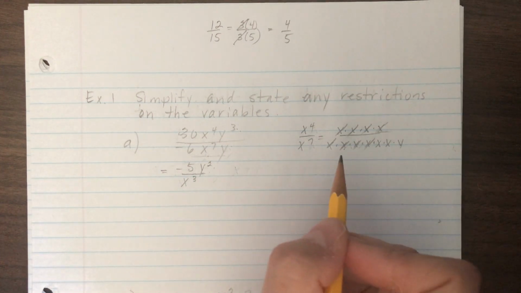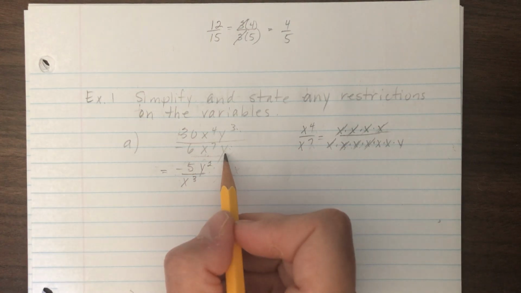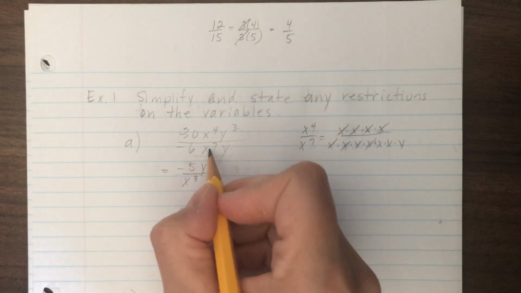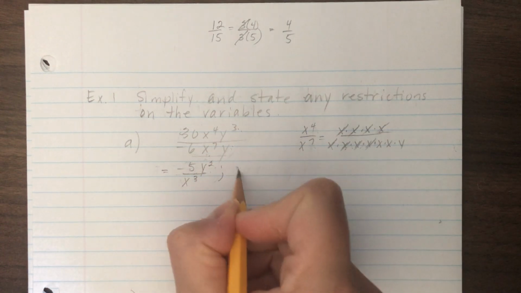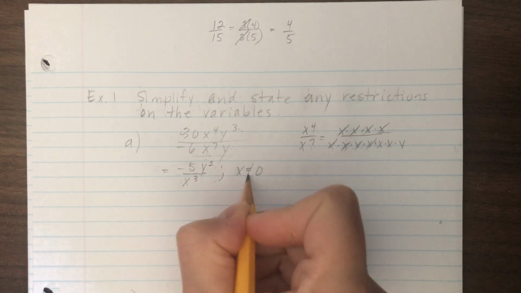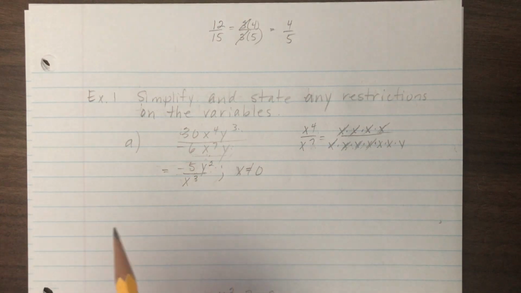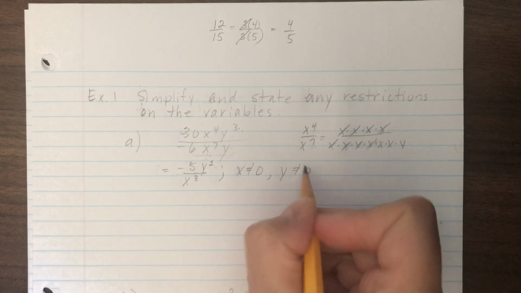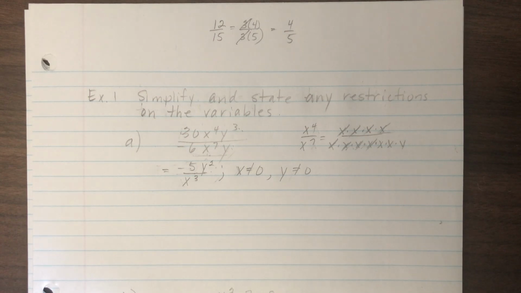Now we have to state the restrictions. We can never have 0 in the denominator because that would make the expression undefined. So x here can't be 0 because if it was, the entire denominator would be 0, and y can't be 0 for the same reason. So those would be the restrictions on the variables.